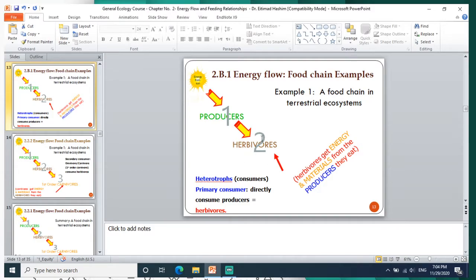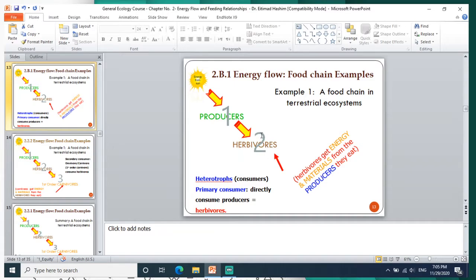So, other organisms. The herbivore is a consumer, number 2, that eats the plant. Because it eats ready food, we call it a herbivore. We call it a consumer. We call it a heterotroph. So it is the primary consumer because it directly consumes the plant. Directly consumes the plant. So here we call it a herbivore.